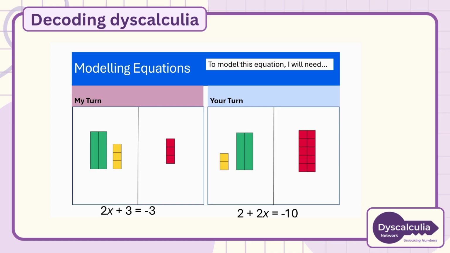Did you get this? On one side of the mat, you have 2 positive integer tiles and 2 positive x tiles. On the other side of the mat, you have 10 negative integer tiles. 2 plus 2x equals negative 10.